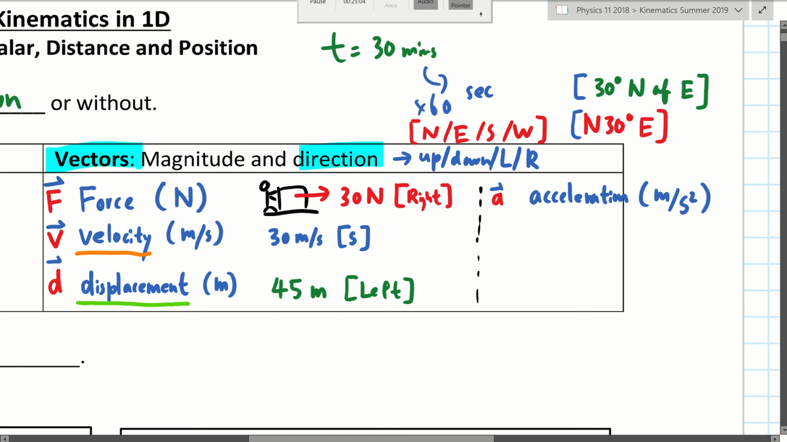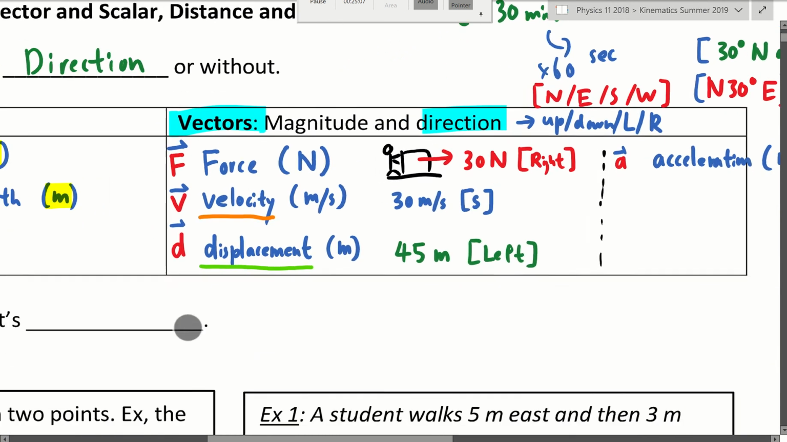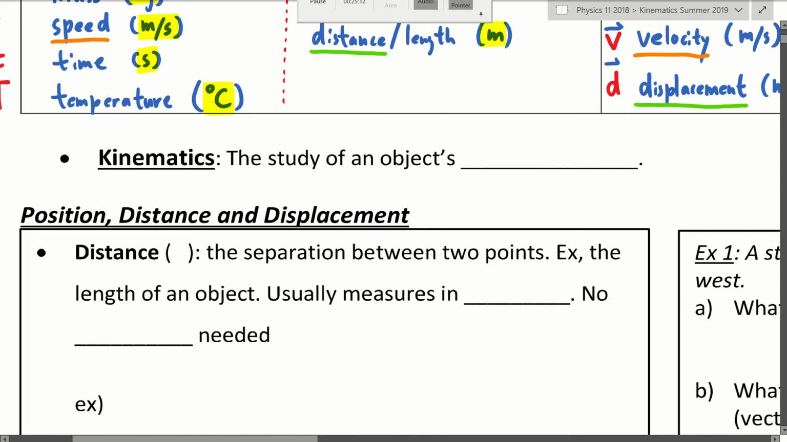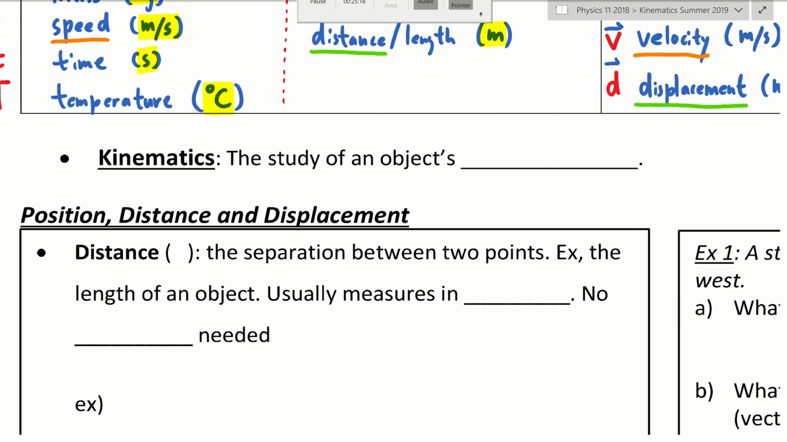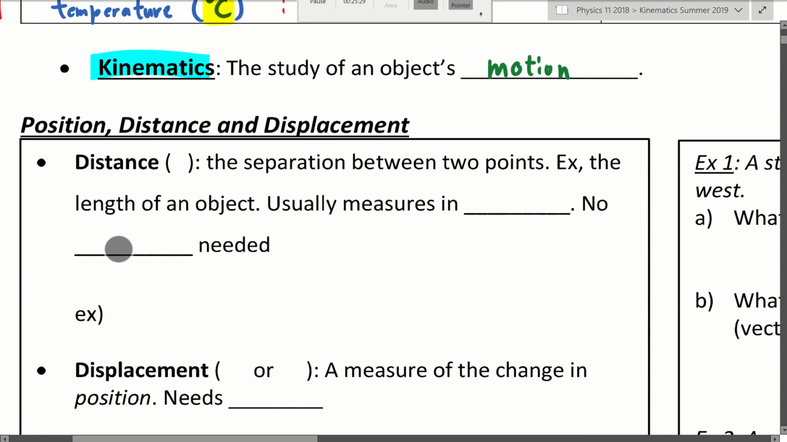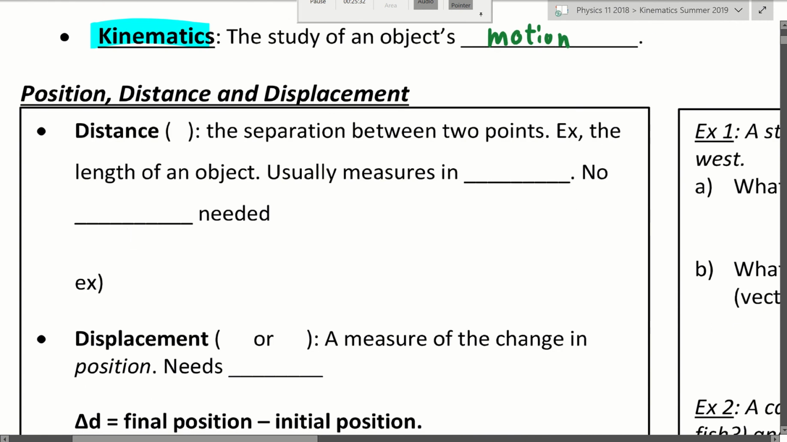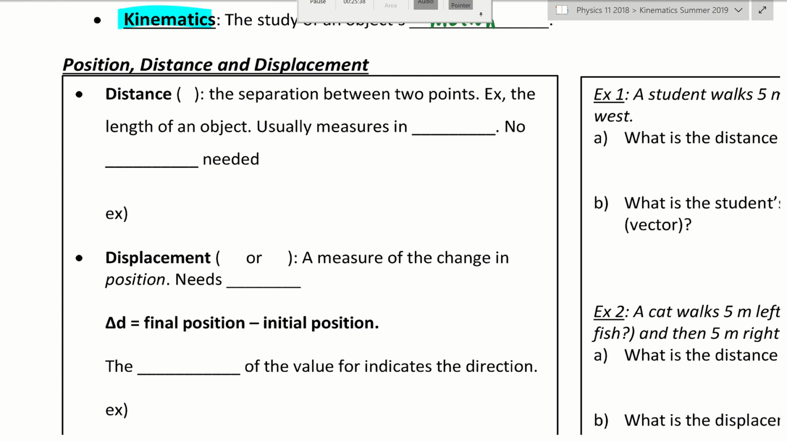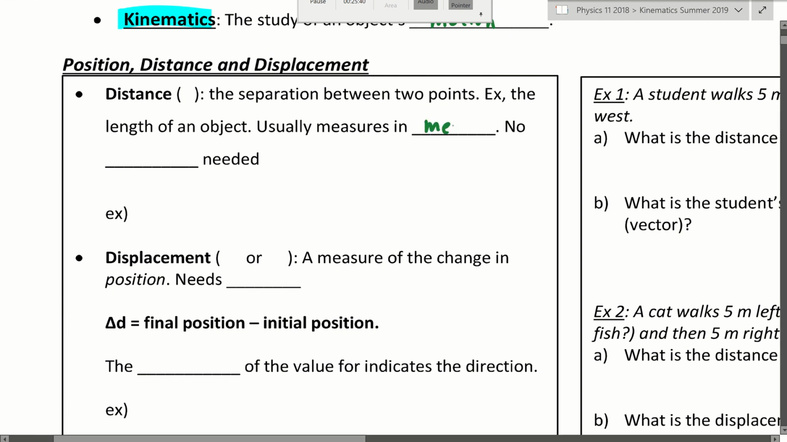Okay, so now once we get all the units figured out, then we're starting kinematics, right? We're starting kinematics officially. Okay, so kinematics is the study of an object's motion. I think I've mentioned it in our introductory class yesterday. So kinematics is the study of an object's motion. Now, there is some repeated information in here, but that's okay. So distance is the separation between 2 points, the length of an object, usually measured in meters, no direction needed.